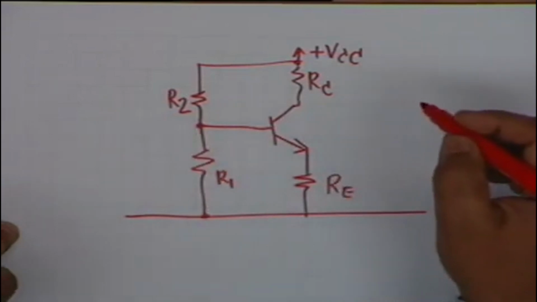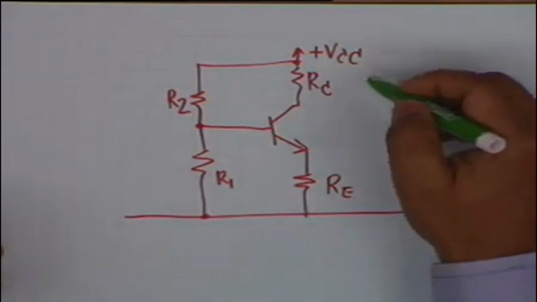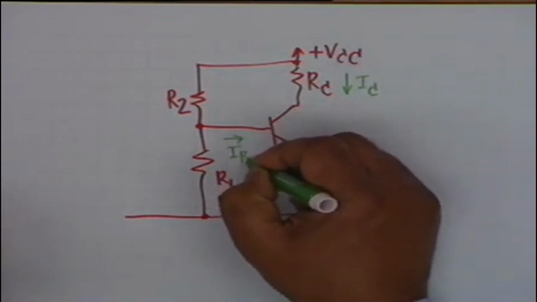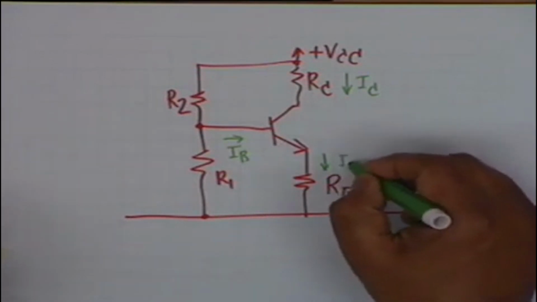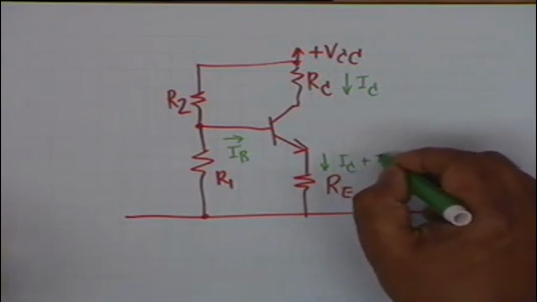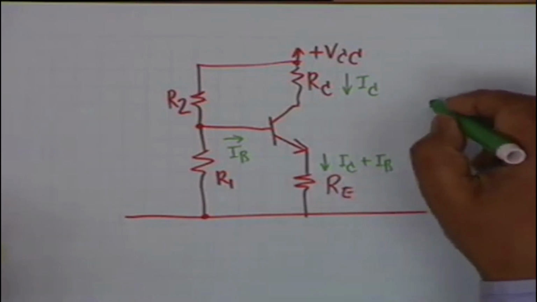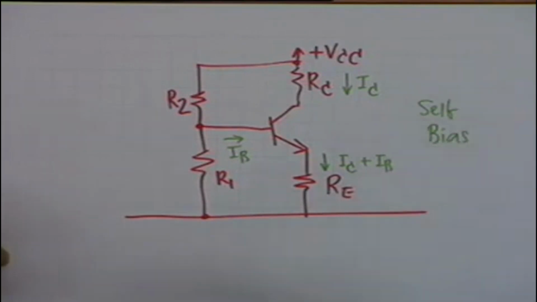This is the circuit, and this current is I sub C, this current is I sub B, this current obviously by KCL is I sub C plus I sub B, all right, and the total circuit is known as the self-bias circuit.